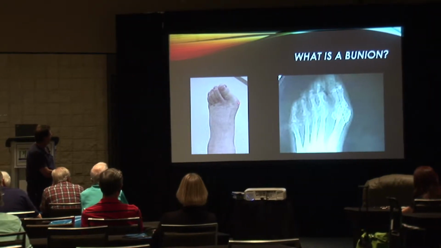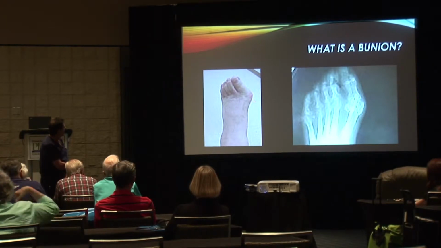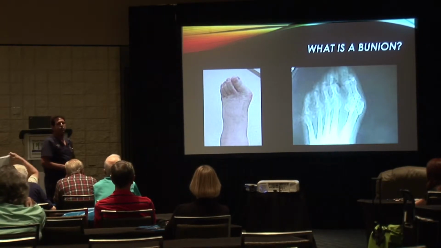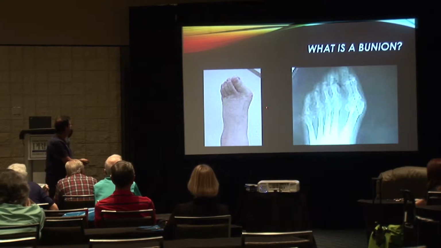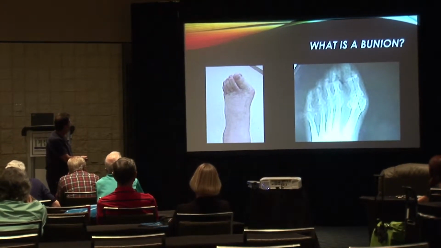You can see that this patient's first metatarsal is angulated. You can see the red irritation. So this patient has bursitis that they've developed as a result of having a bunion. You can see how their big toe is moving way over.